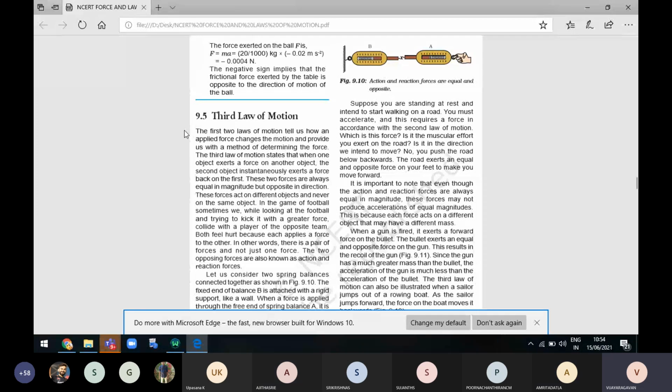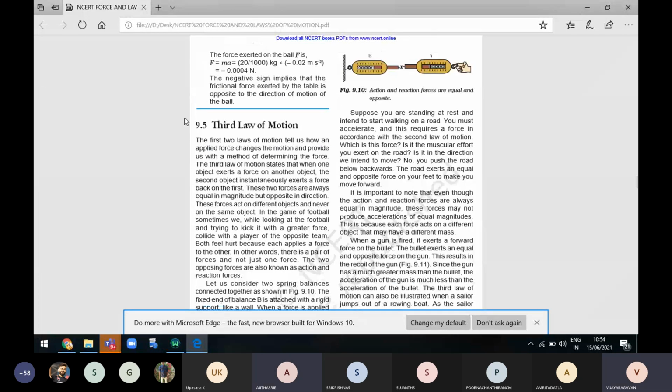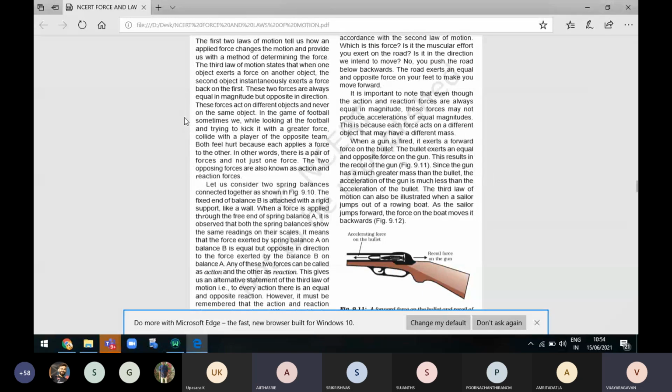It is important to note that even though the action and reaction forces are always equal in magnitude, these forces may not produce accelerations of equal magnitude. This is because each force acts on a different object that may have a different mass. When a gun is fired, it exerts a forward force on the bullet. The bullet exerts an equal and opposite force on the gun. This results in the recoil of the gun, since the gun has much greater mass than the bullet.